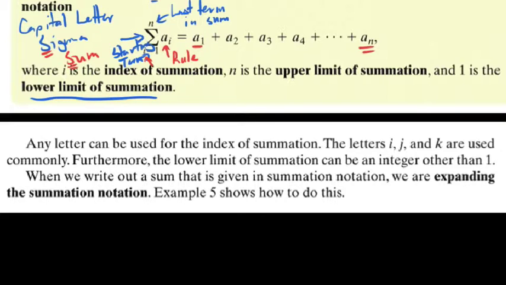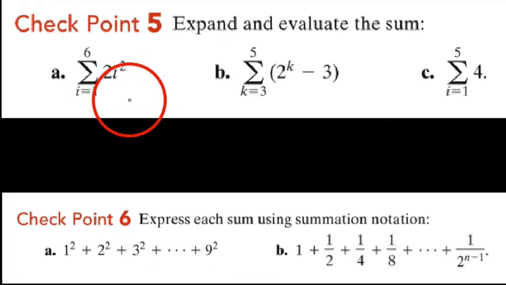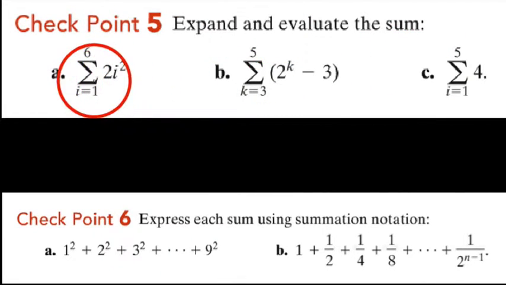In example number 5 here, essentially what we're going to be given are these sums, and what we want to do is expand them. So before we expand them, let's interpret what these things are asking us to do. Starting with letter A, it says, let's find this sum. Now, how would I read this? I would read this as the sum from 1 to 6 of 2i squared.